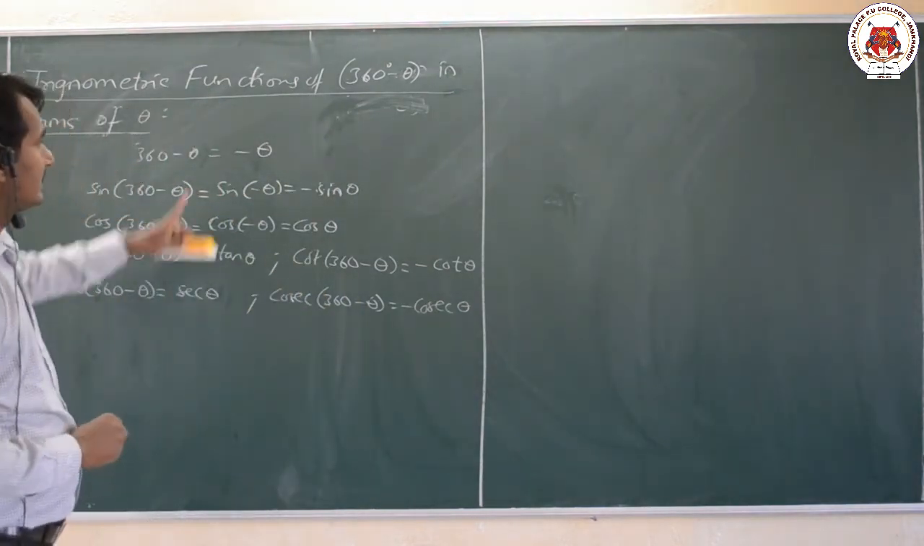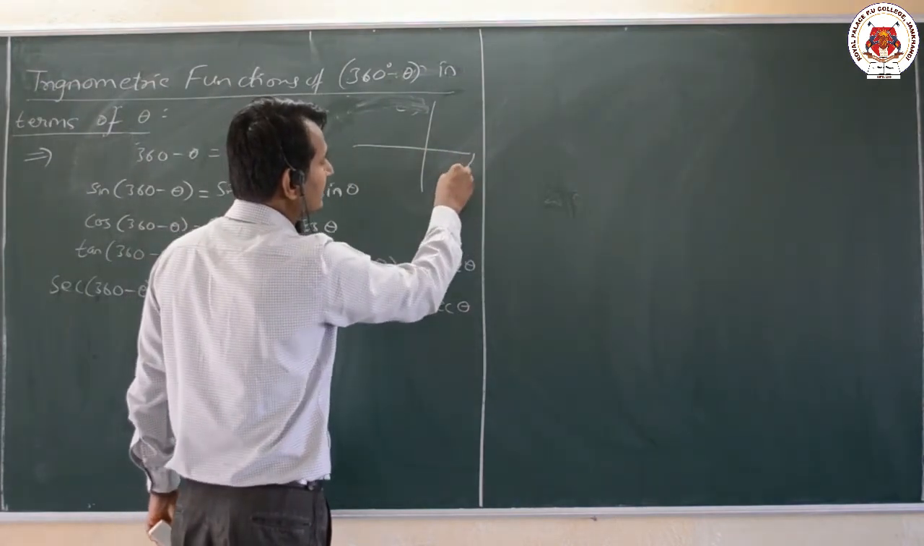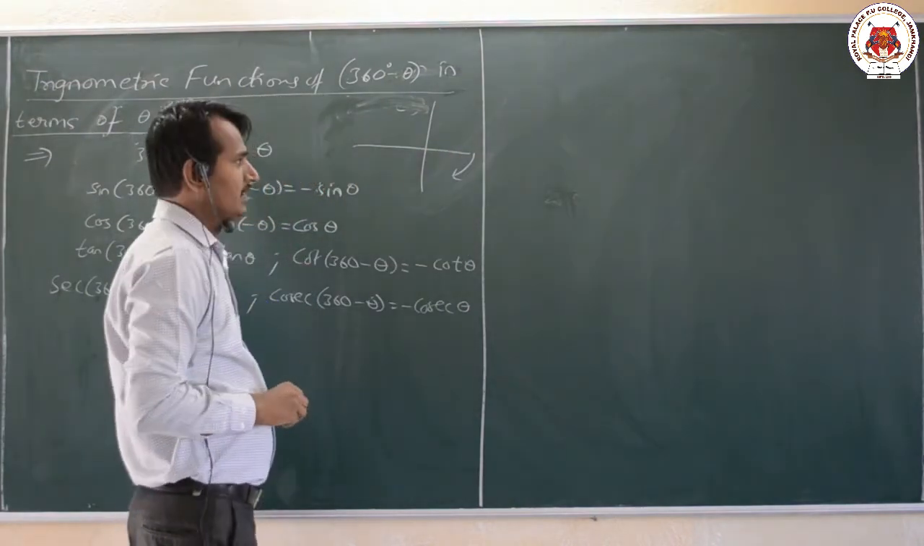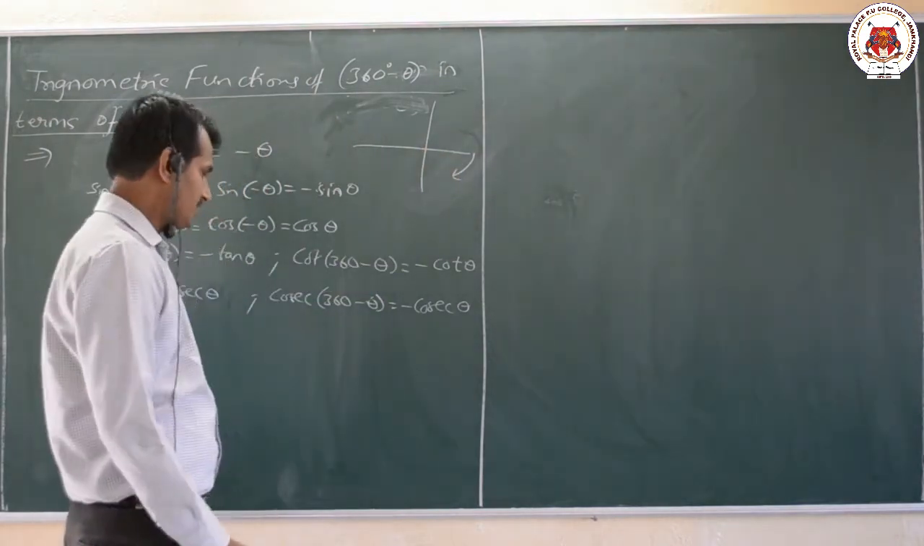Okay dear students, it is all about the 360 minus theta. Where does it come here? 360 minus theta means it comes in the fourth quadrant. Now let us learn about the 360 plus theta, that comes in the first quadrant.